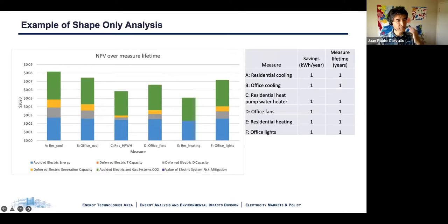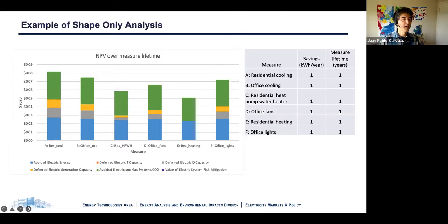In the next slide, I show how things change when you do a shape-only analysis. In this case, as I mentioned earlier, we assume that there's a 1 kilowatt hour saving for each measure, and then we just see what is the value of that kilowatt hour spread over the year given the measure hourly shape. And this is where the residential cooling in this example becomes more valuable than the office lights, as anticipated, because the profile of its savings and the timing of its savings make it a more valuable measure on an equal basis and on a normalized basis compared to the office lights.